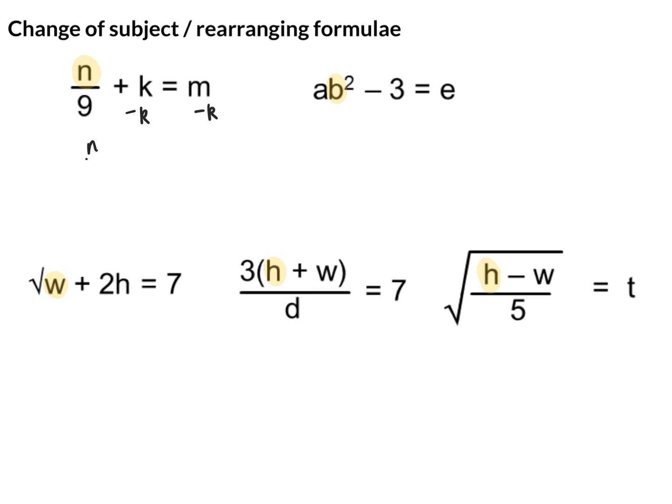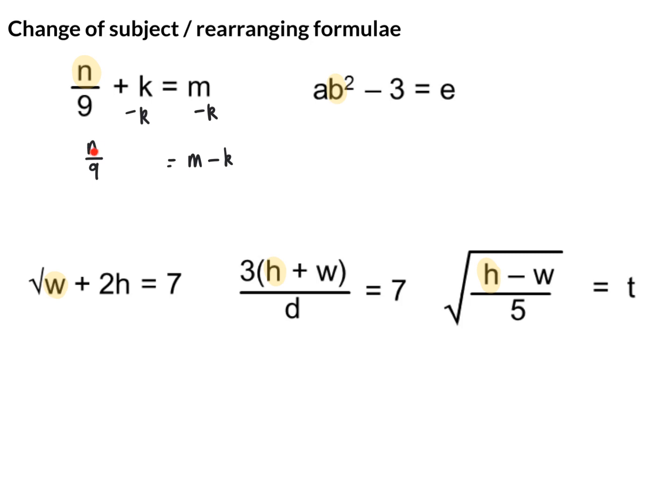This means on the left-hand side, I'll have my n over 9, and the positive k and the negative k form a zero pair there, and that'll be eliminated. On the right-hand side, I've got m minus k. I can't write this as anything else because m and k are unlike terms. They're totally different letters, totally different variables. So I've just got to leave this as m minus k.